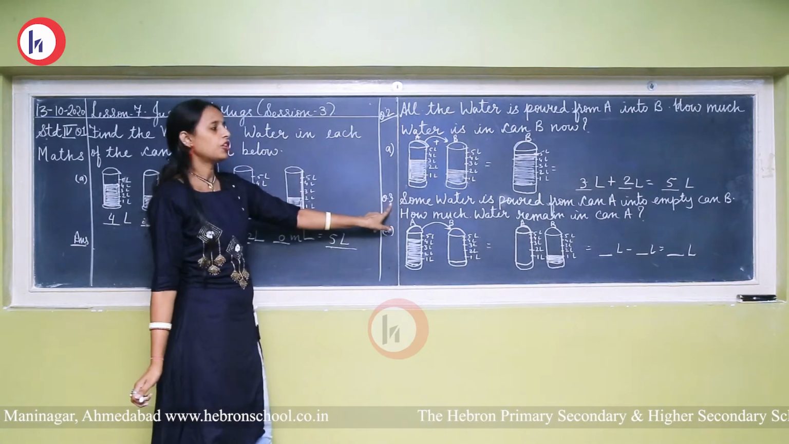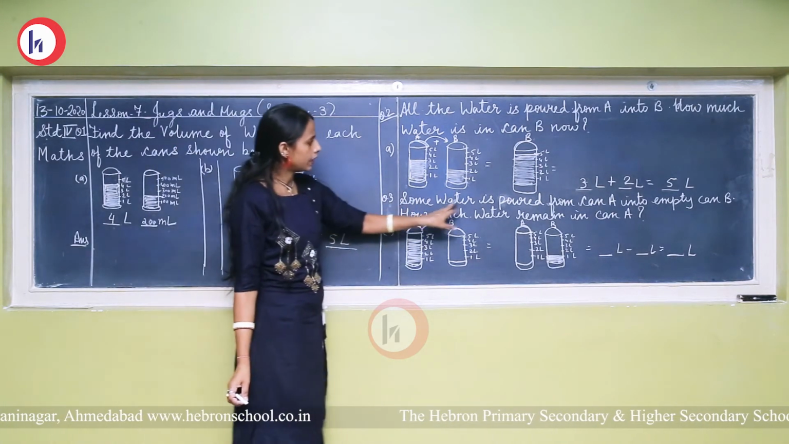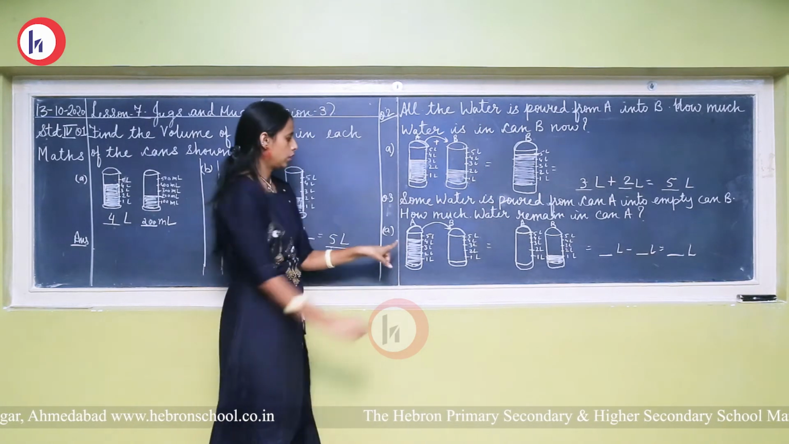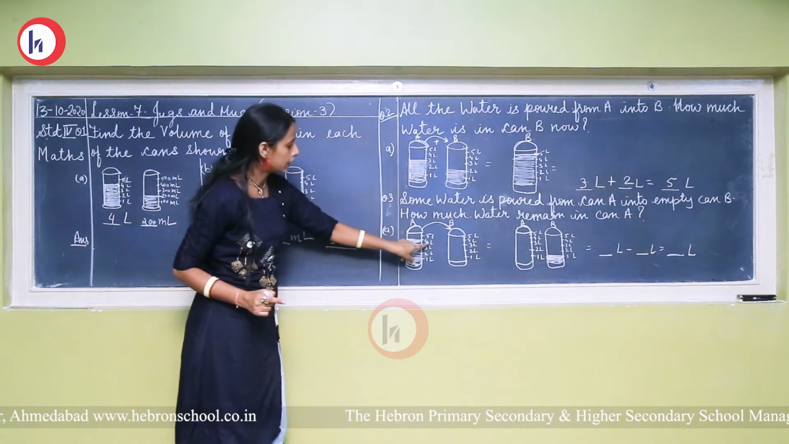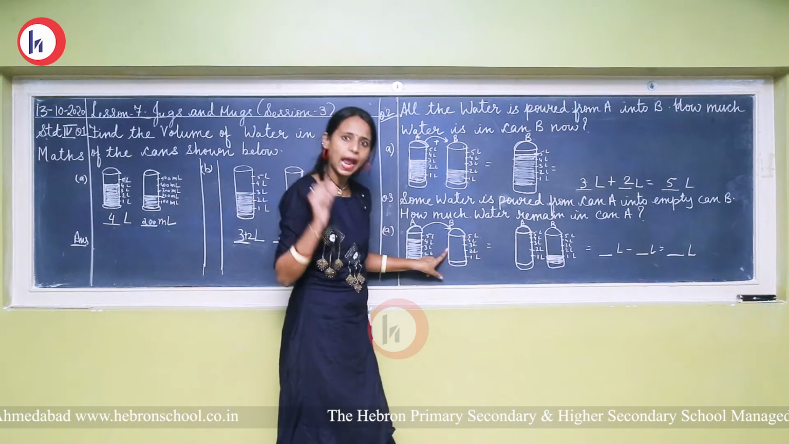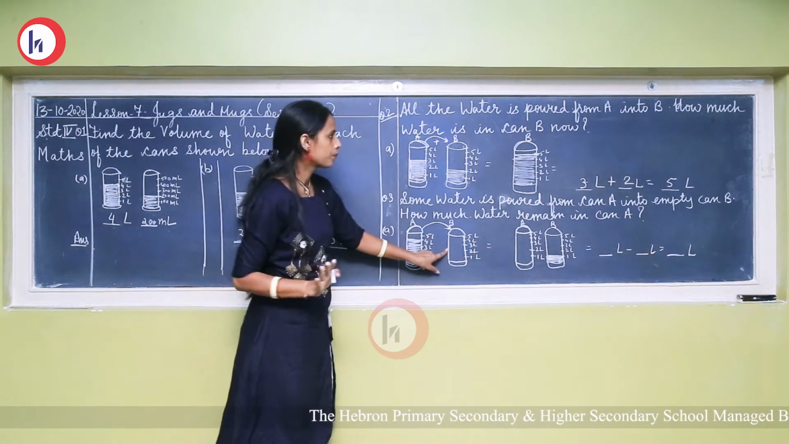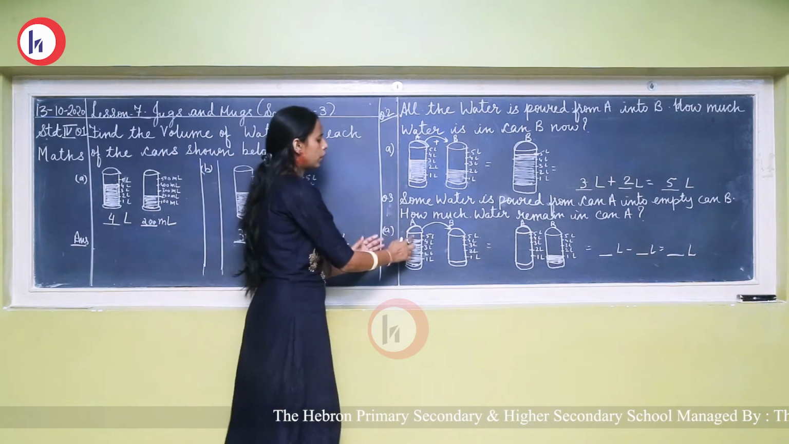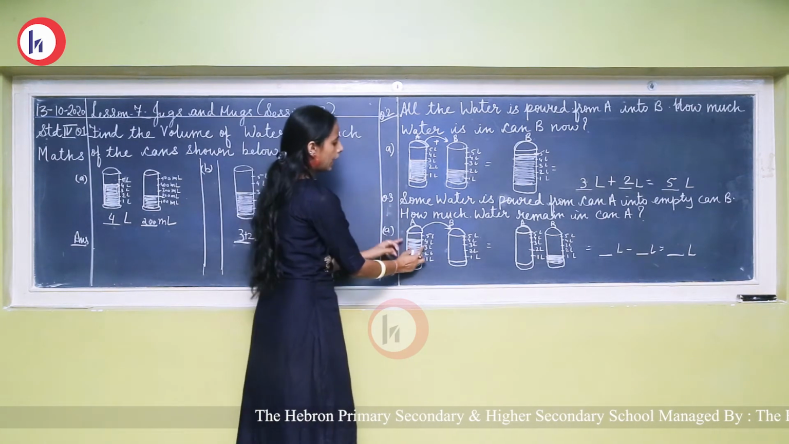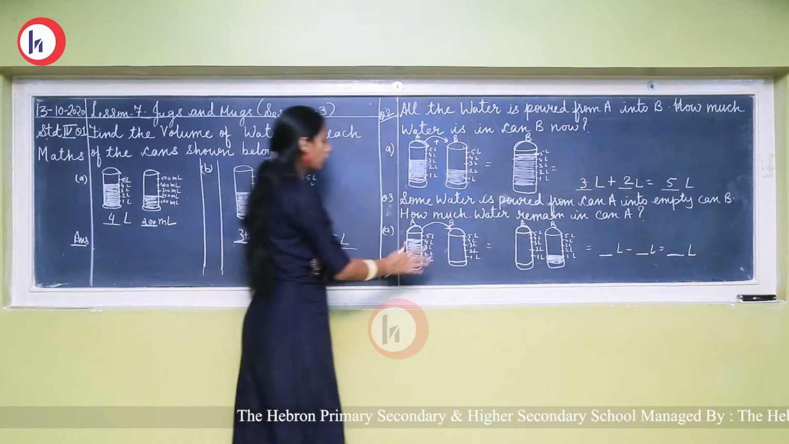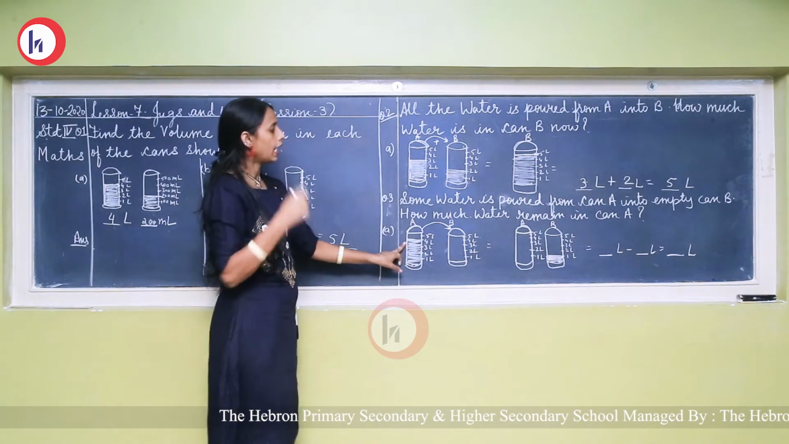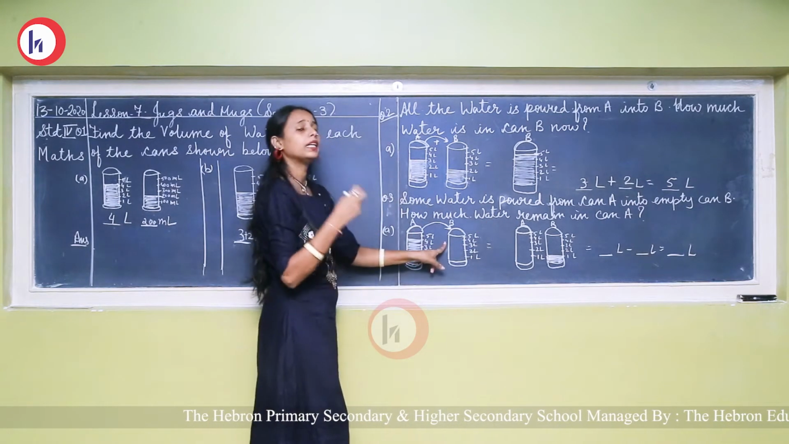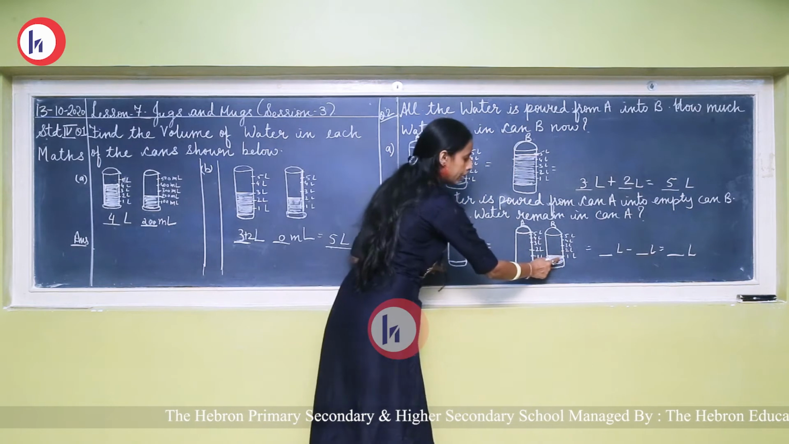Then question number 3. Some water is poured from can A into empty can B. Some water, not all. See how much water is in can A? It is 4 liter, and can B is empty. बिल्कुल पानी नहीं है. So how much water remains in can A? कुछ वाटर, थोड़ा सा वाटर कैन ए में से कैन बी में डाल दिया गया है. सो पूरा नहीं डाला गया है. सो कैन ए में कितना वाटर अब बचेगा? First of all see how much water we poured in can B. See, 1 liter.